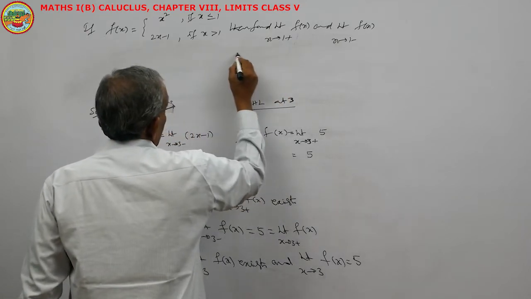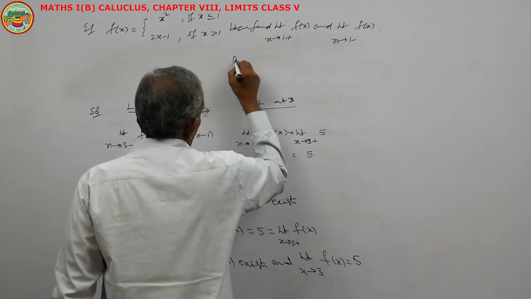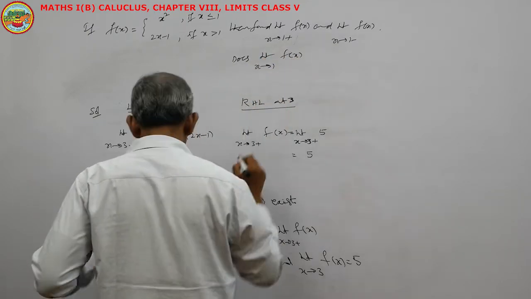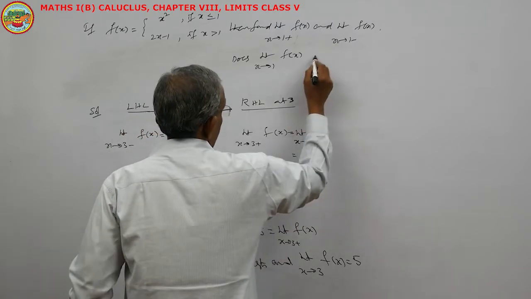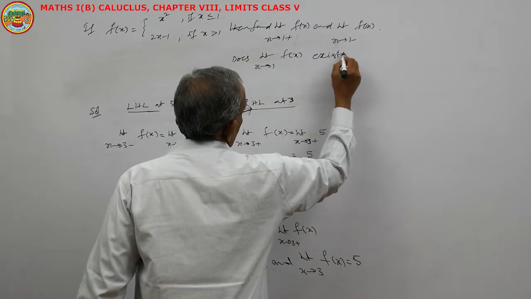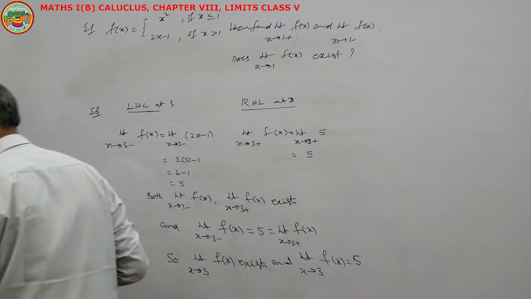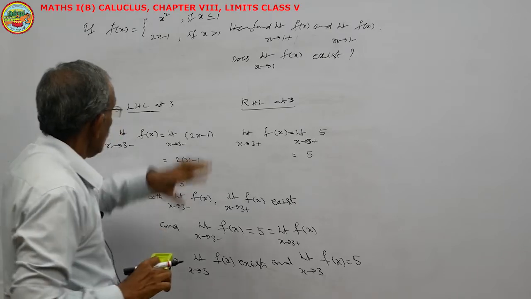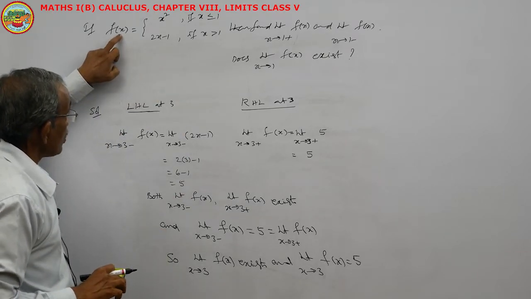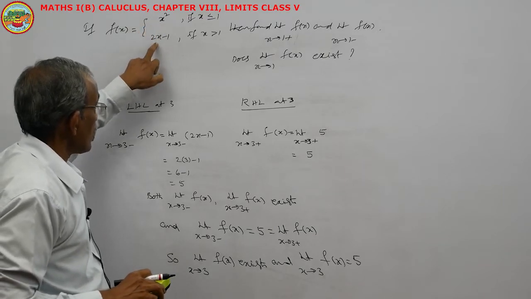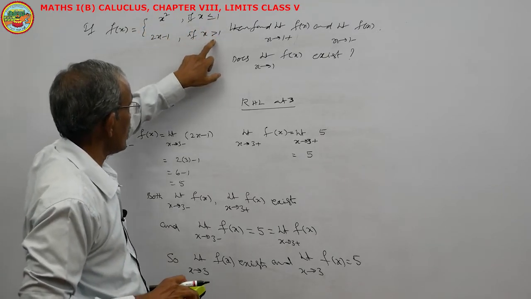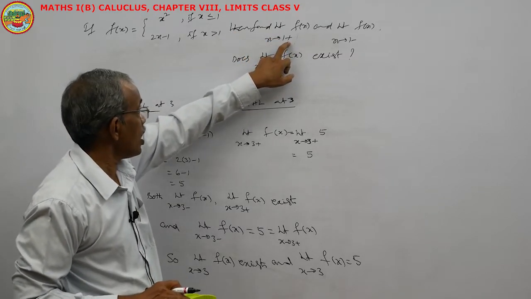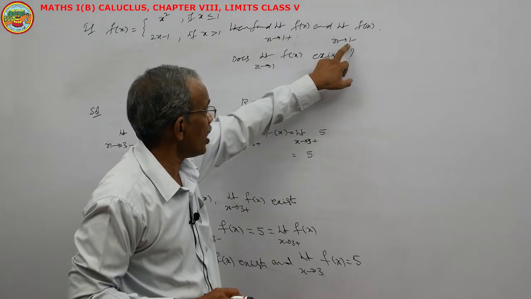Does the limit of f of x as x tends to 1 exist? Here also the function is defined as f of x is x square, f of x is 2x minus 1 at x less than or equal to 1 and x greater than 1. Here we have to find the right hand limit at 1 and left hand limit at 1.